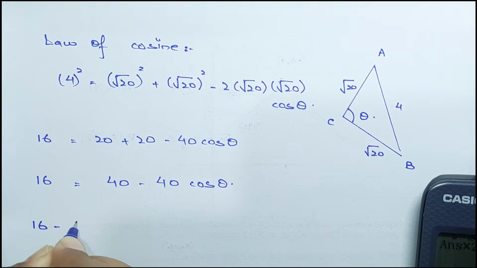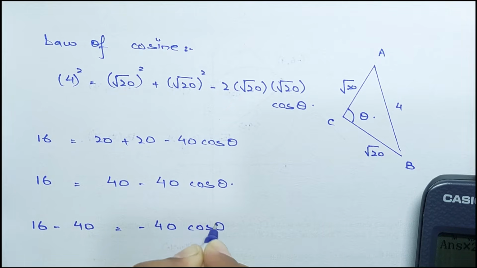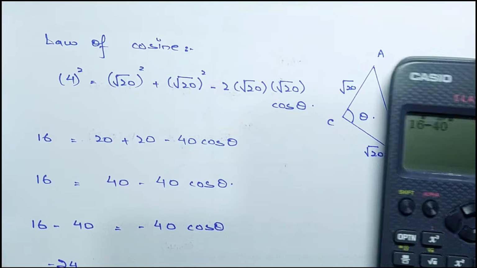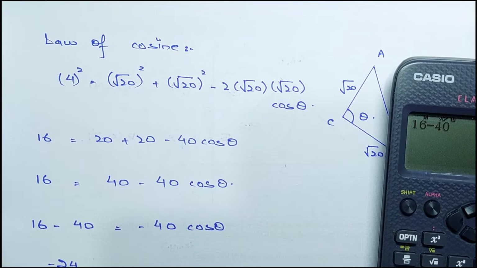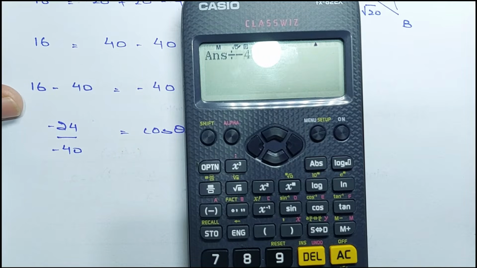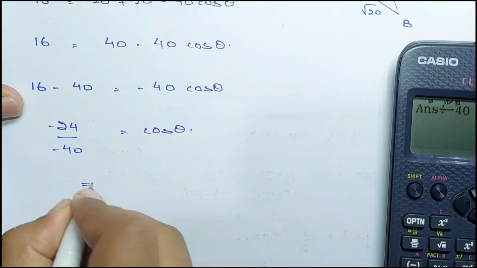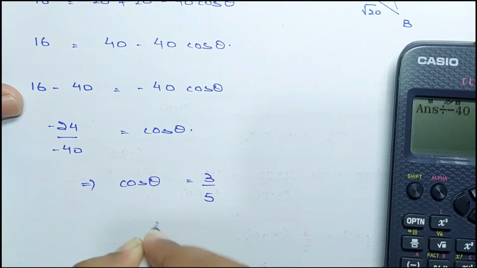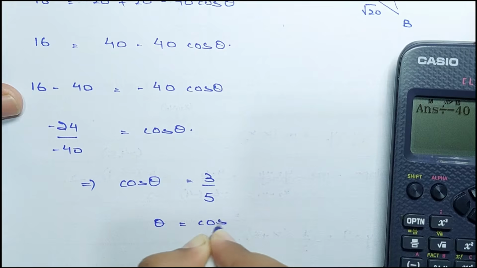So 16 minus 40 equals negative 40 cos theta. Shifting the 40 to the other side, 16 take away 40 would be negative 24, divided by negative 40, equals cos of theta. Divided by negative 40, this is 3 by 5. So cos theta is 3 by 5. And what is theta? It is cos inverse of 3 by 5.